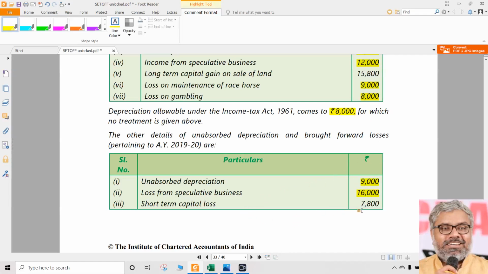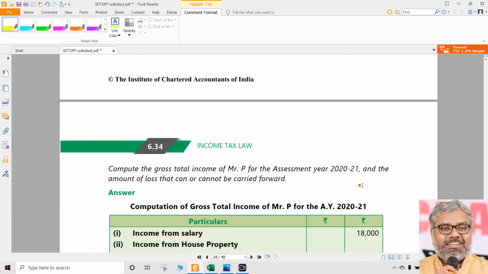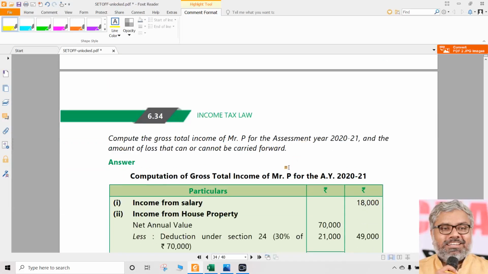In the same way, there is a short-term capital loss of 7,800. It can be adjusted against long-term capital gain. There is no problem. These are the adjustments. Compute the gross total income, and he says we also have to indicate how much is to be carried forward and how much cannot be carried forward.